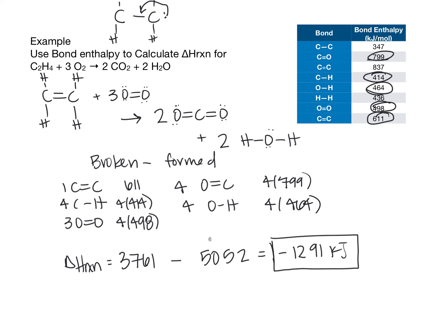So in this case, it's important that you draw a valid Lewis-Dot structure because you can't determine the delta H if you're not sure what bonds go in there. So this is how we can use bond enthalpy in order to determine the delta H reaction.